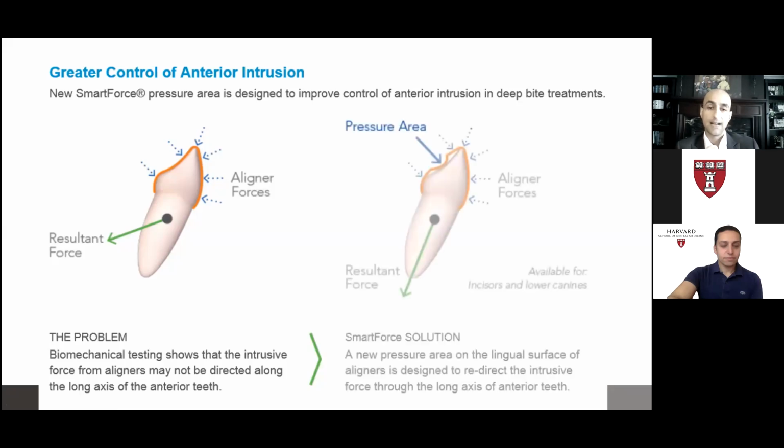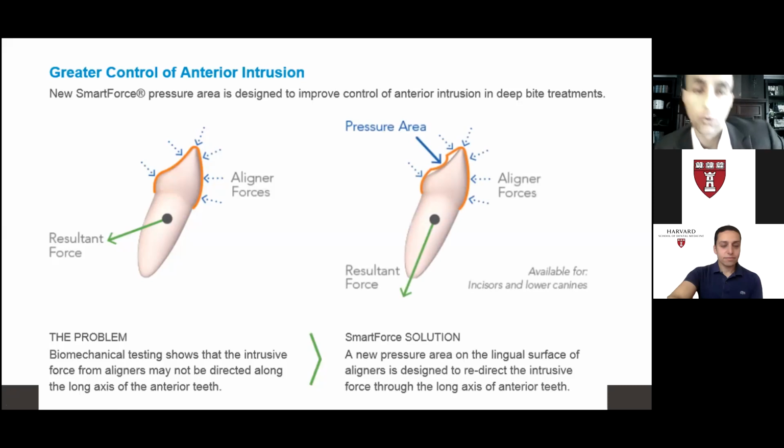So Invisalign now, when they detect a movement of greater than 0.5 millimeter of intrusion for the upper or lower 3 to 3, a pressure area or activation is automatically placed in the lingual of those anterior teeth. And that creates a resultant force now that does go down the long axis of the tooth. And this has definitely created more effective intrusion with the appliance.